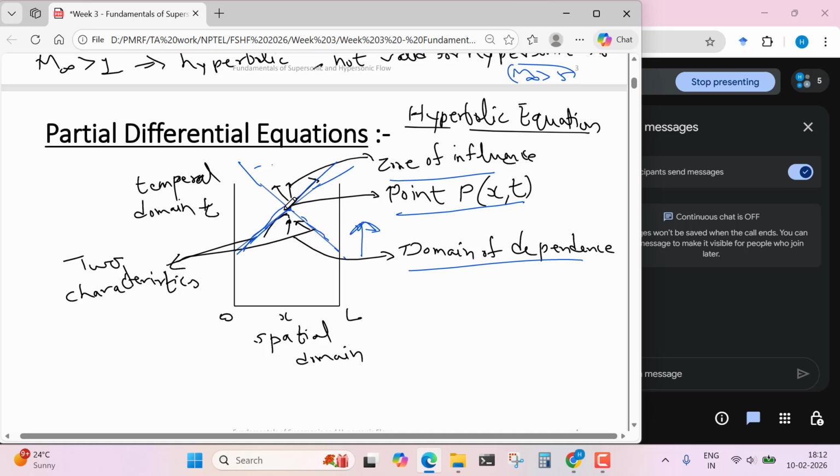If we see one point P(x,t), then the solution at this point will depend on all these values, whatever is here. All this region will affect the solution at this point P. So this region is called the domain of dependence, the domain on which the solution at one point depends. And this point will affect the solution of whatever is situated in this region. So this region is called the zone of influence.